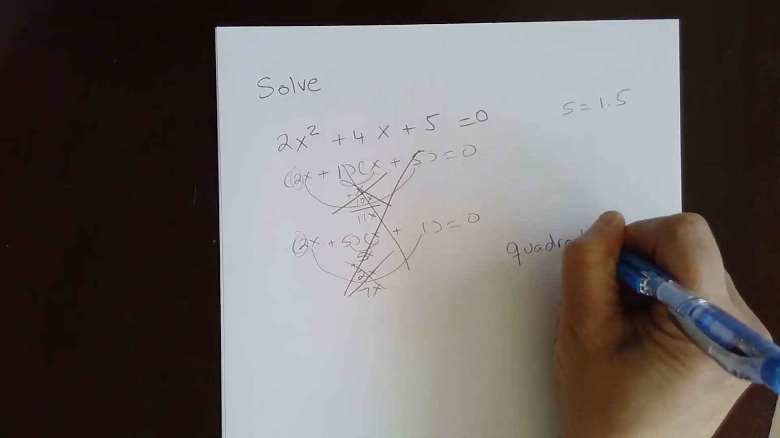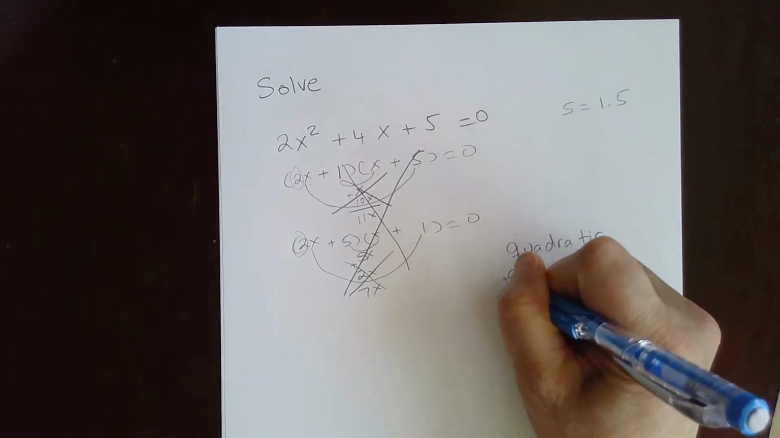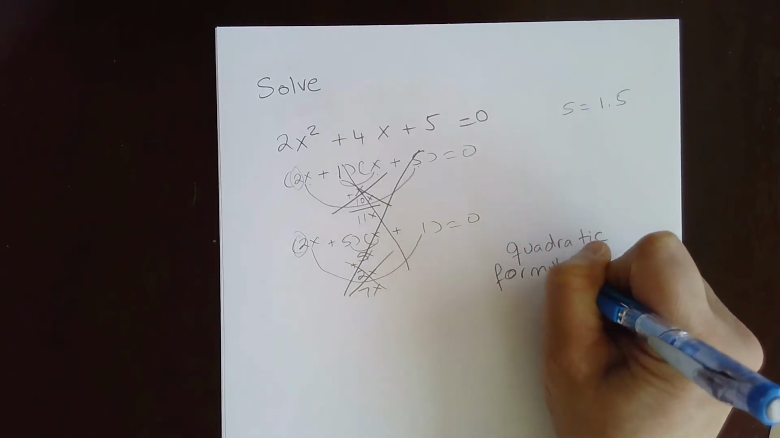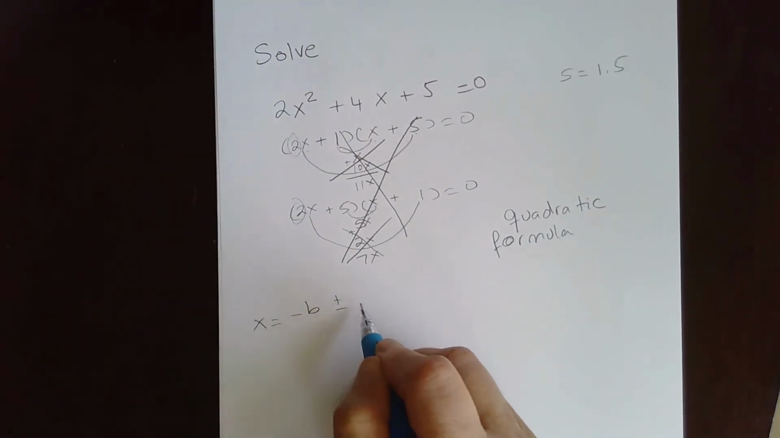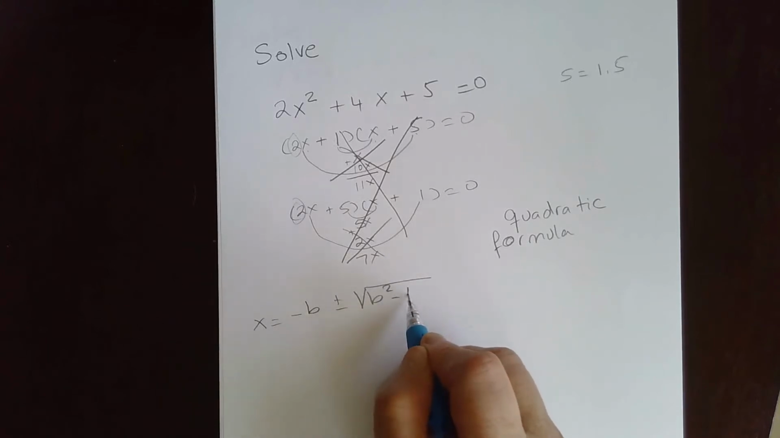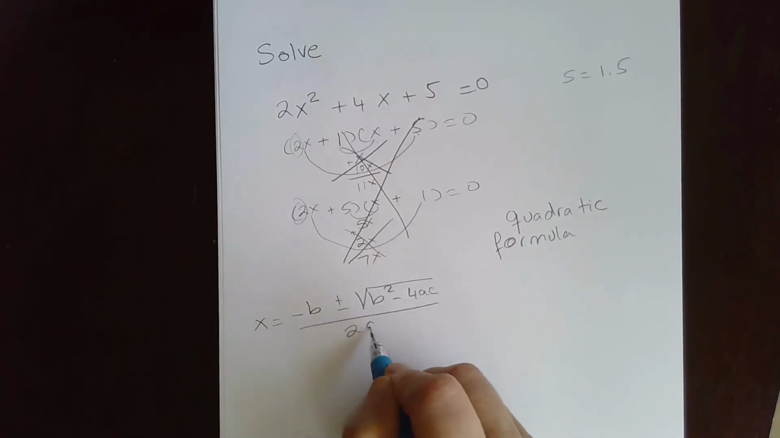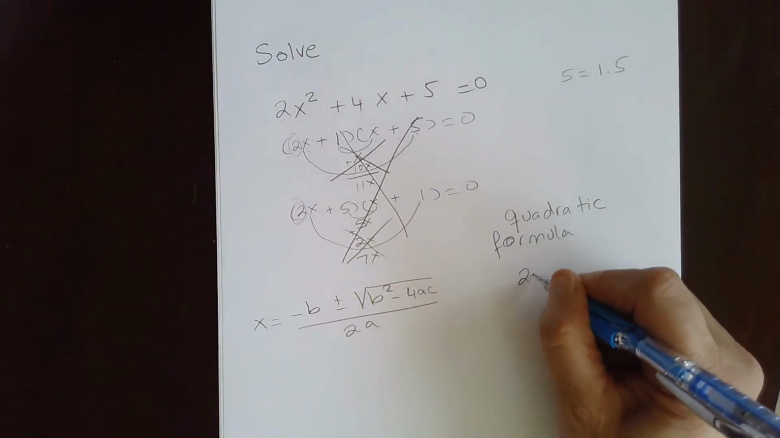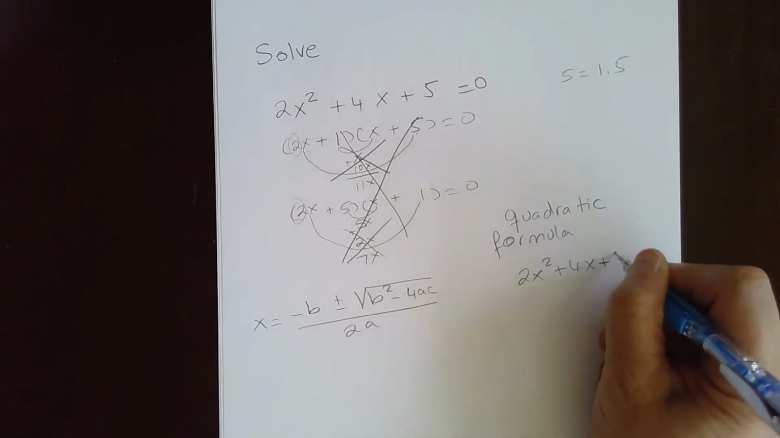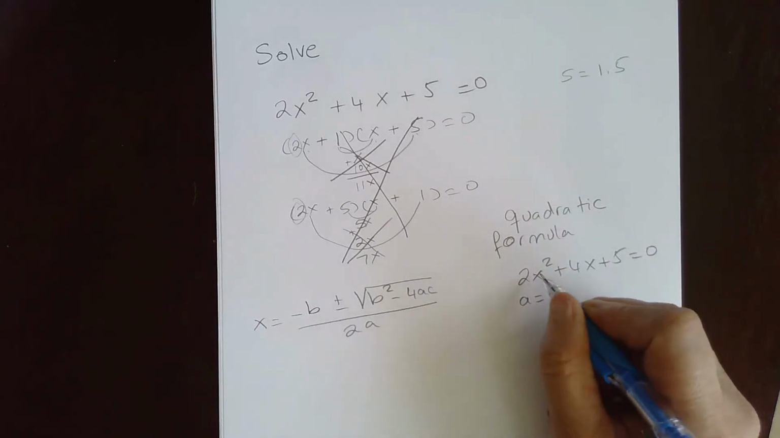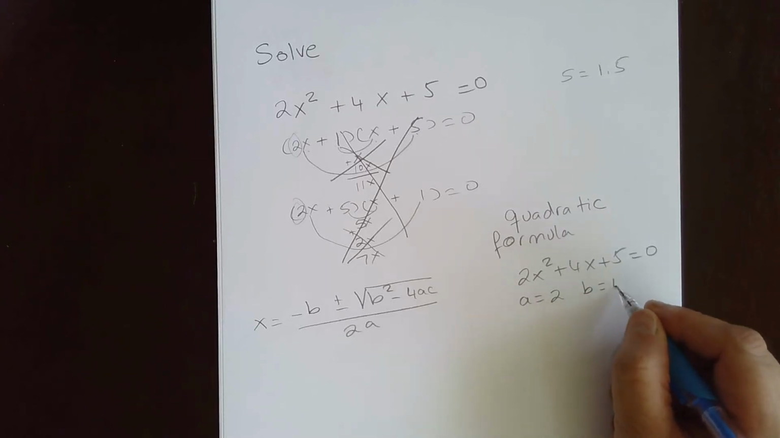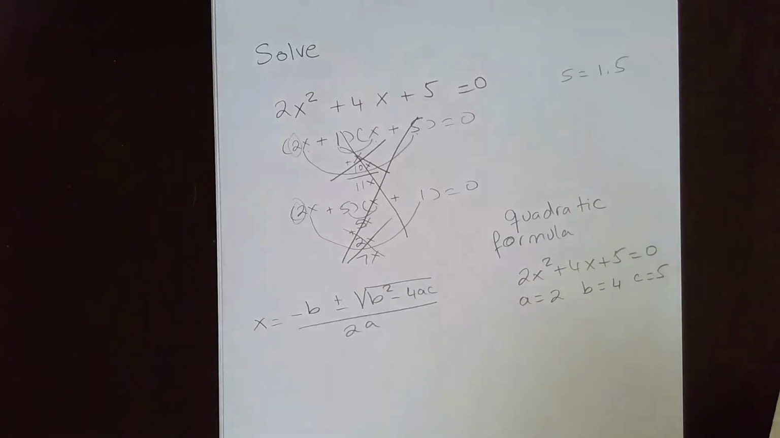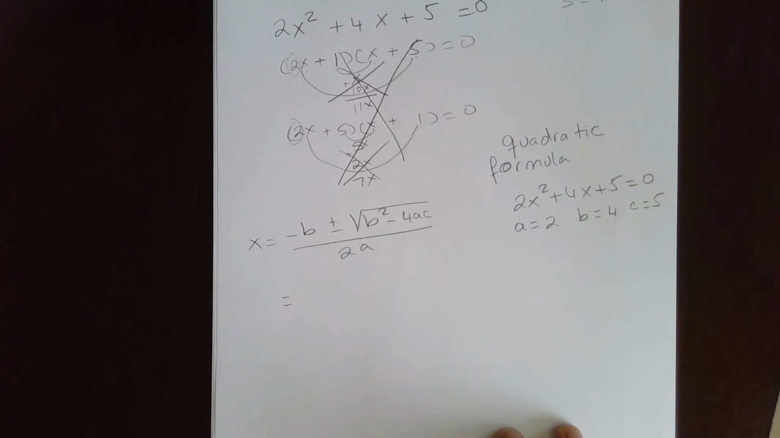If we use the quadratic formula, what are you going to need? If you recall, the quadratic formula is x equals negative b plus or minus the square root of b squared minus 4ac, over 2a. So you have 2x squared plus 4x plus 5 equal to 0. That means a is the coefficient of x squared, which is 2. b is the coefficient of x, which is 4. And c is the constant. So let's plug in the values and find the solutions.